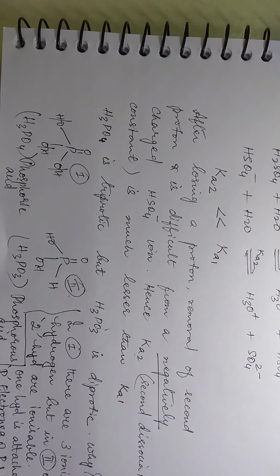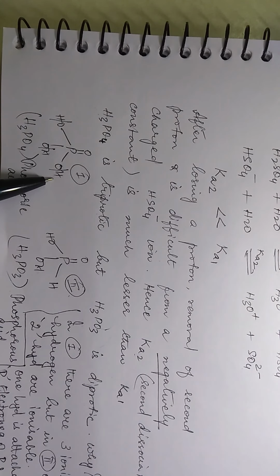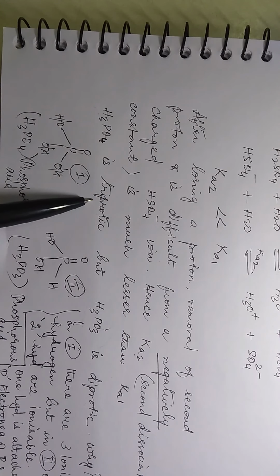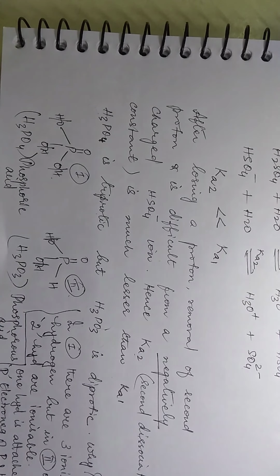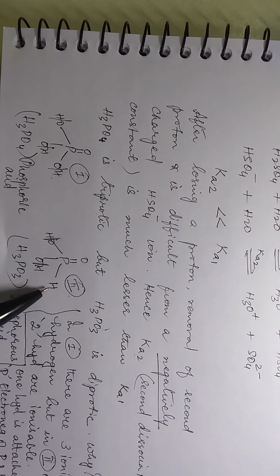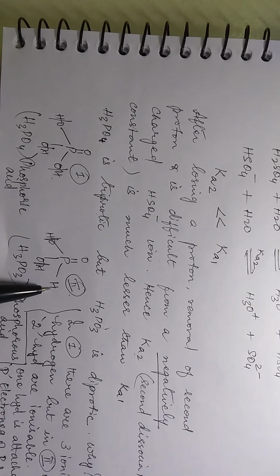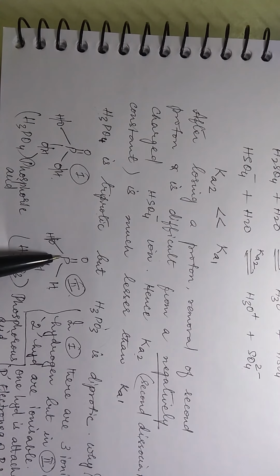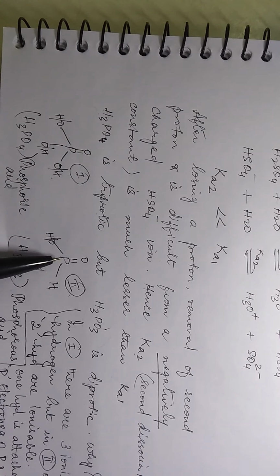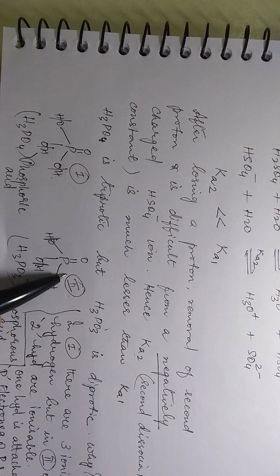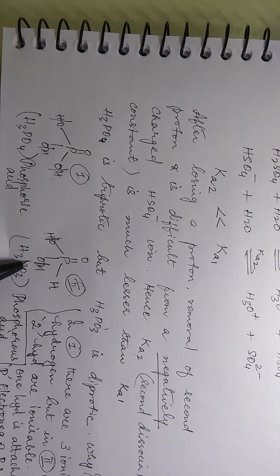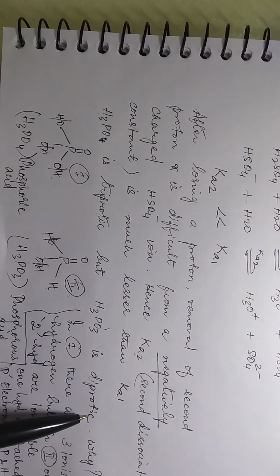OH bond polar है, तो ionization की वजह से 3 H+ form होगा. So this is called as a triprotic acid. But in this case only these two are ionizable, which is attached to oxygen, and the third hydrogen is not ionizable because it is attached to phosphorus directly, and the electronegativity of phosphorus and hydrogen is almost the same. So there is no ionization possible here. That means it can lose only 2 protons. Okay, that is why it is diprotic.